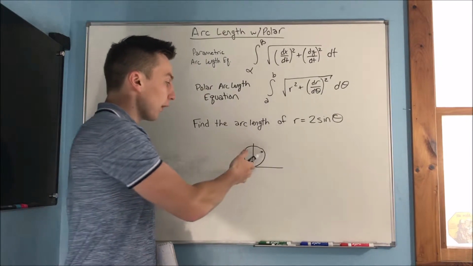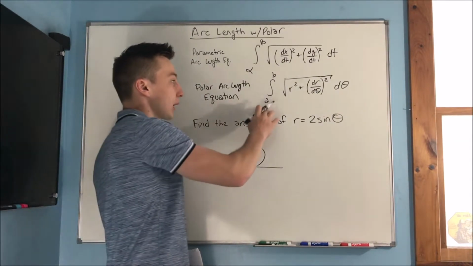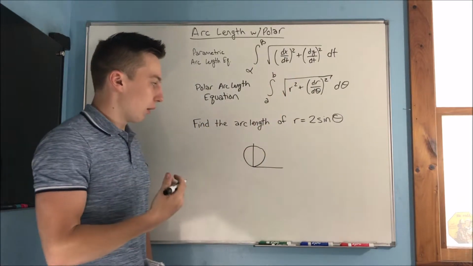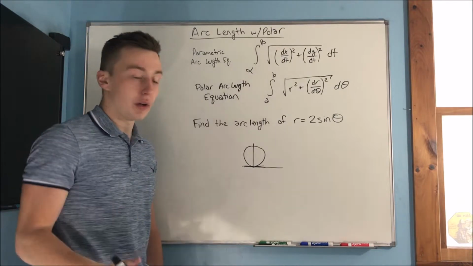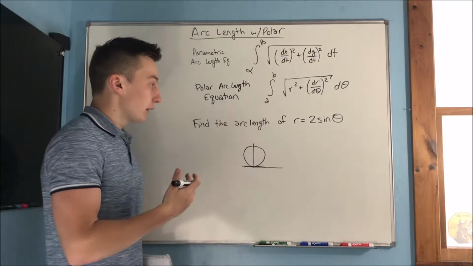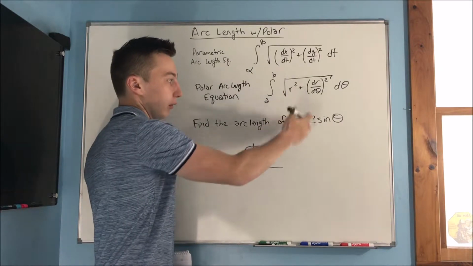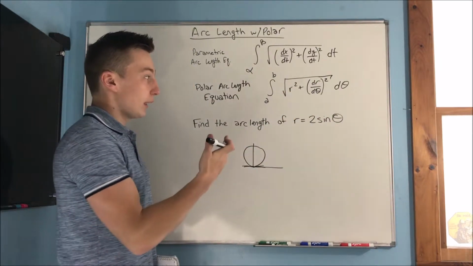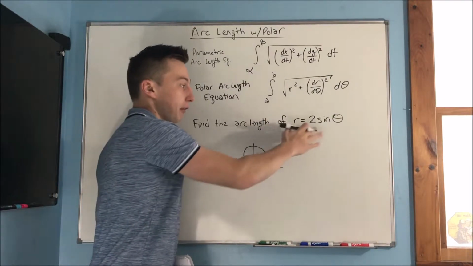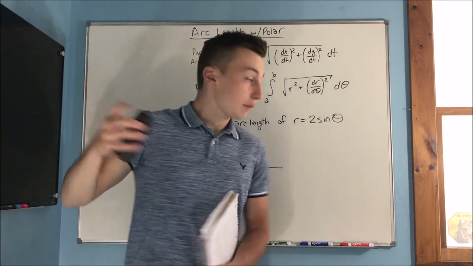Now, if we want to find the arc length of this, well, what are we going to be integrating? What's going to be our bounds here, okay? Well, that's just going to be from 0 to pi, right? That'll cover it all. And then our integrand, right? We have r squared, that's just going to be this squared, and then dr d theta. So we're going to need to take the derivative of this and then square that. Okay, so let's try that.